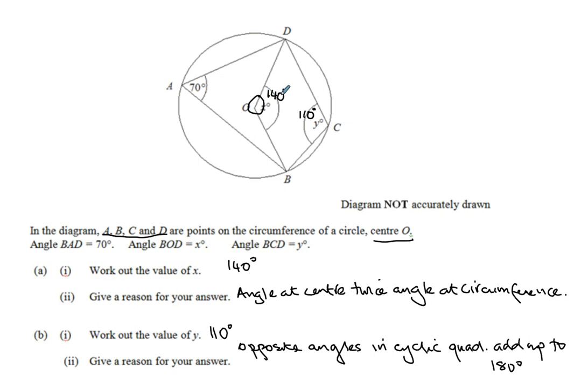So 360 minus the 140 is 220. And can you see here, you've got angle at the center, 220, is twice the angle at the circumference of 110. So we've checked it and we're so good. All right, that's a good one, isn't it? Good.